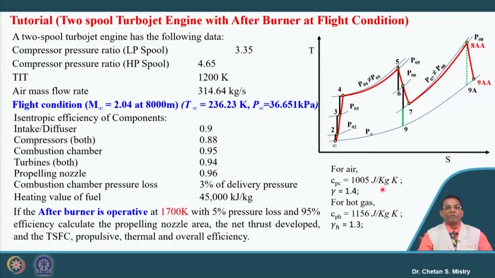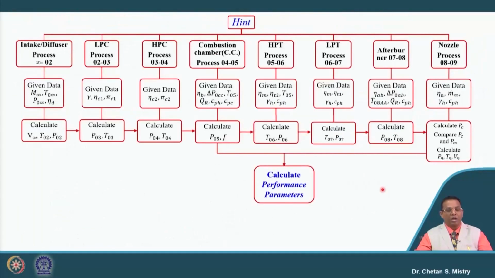In previous numerical we have done the calculation with the operation of afterburner on ground condition. So, we have done our calculation for all the cycle parameters, which are temperature and pressure at the exit of different components, say intake, LP compressor, HP compressor, combustion chamber, HP turbine, LP turbine, afterburner, nozzle condition, and we have done our calculation till what will be the exit velocity from the nozzle.